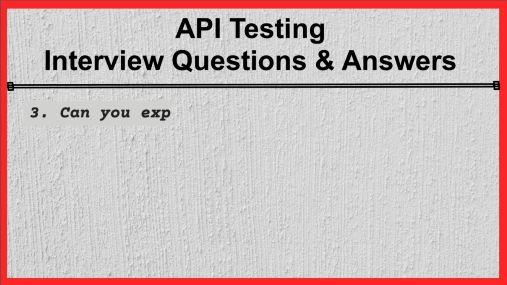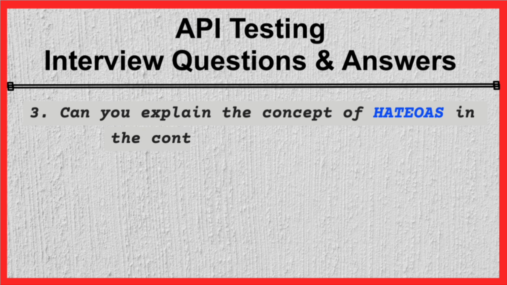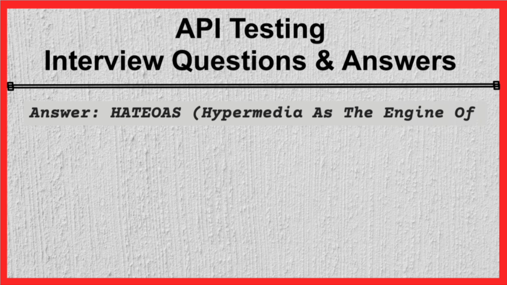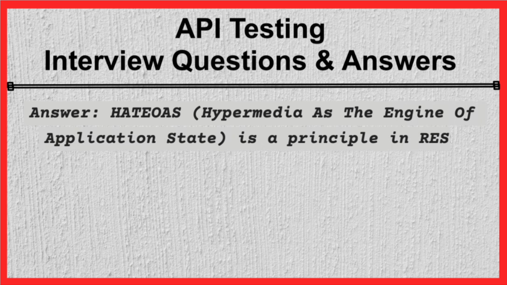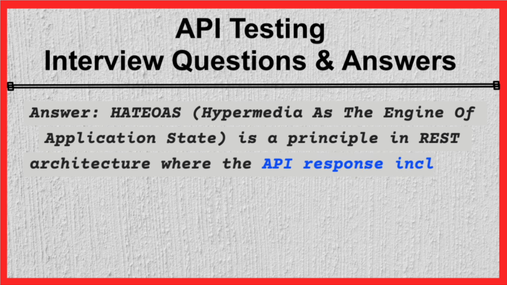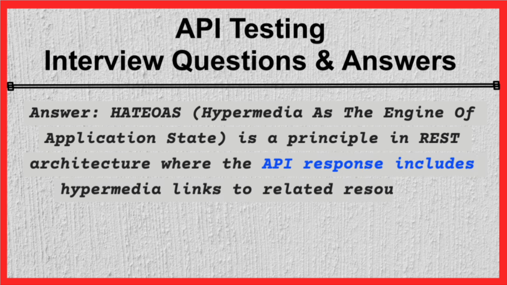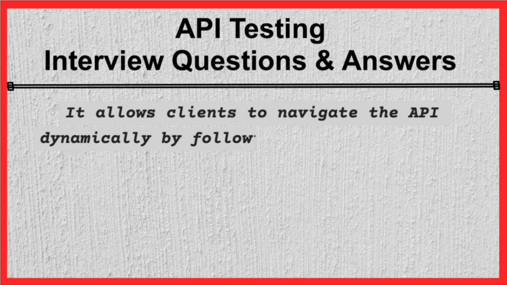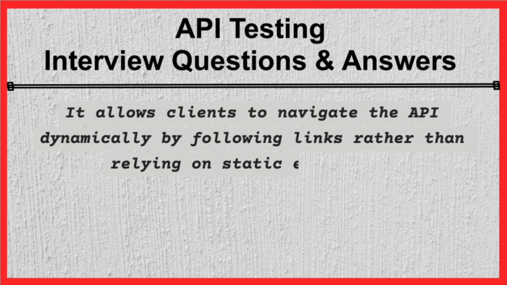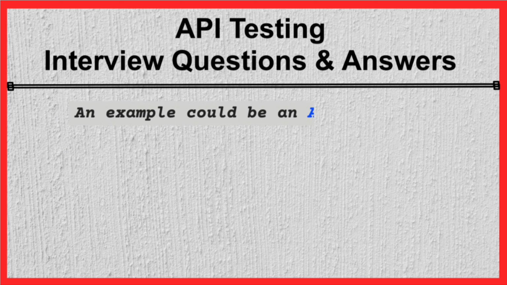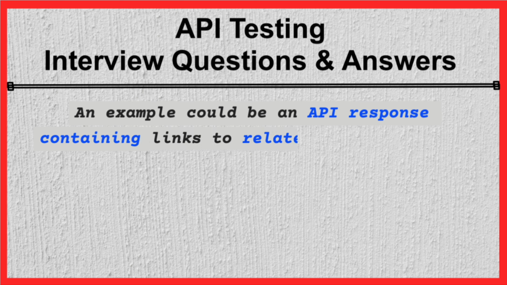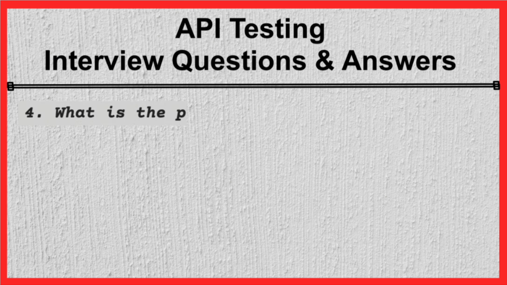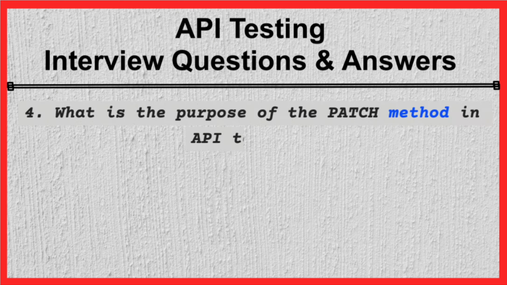/api/v1/resource. 3. Can you explain the concept of HATEOAS in the context of RESTful APIs? Answer. HATEOAS, hypermedia as the engine of application state, is a principle in REST architecture where the API response includes hypermedia links to related resources. It allows clients to navigate the API dynamically by following links rather than relying on static endpoints. An example could be an API response containing links to related resources like /users/123/orders.